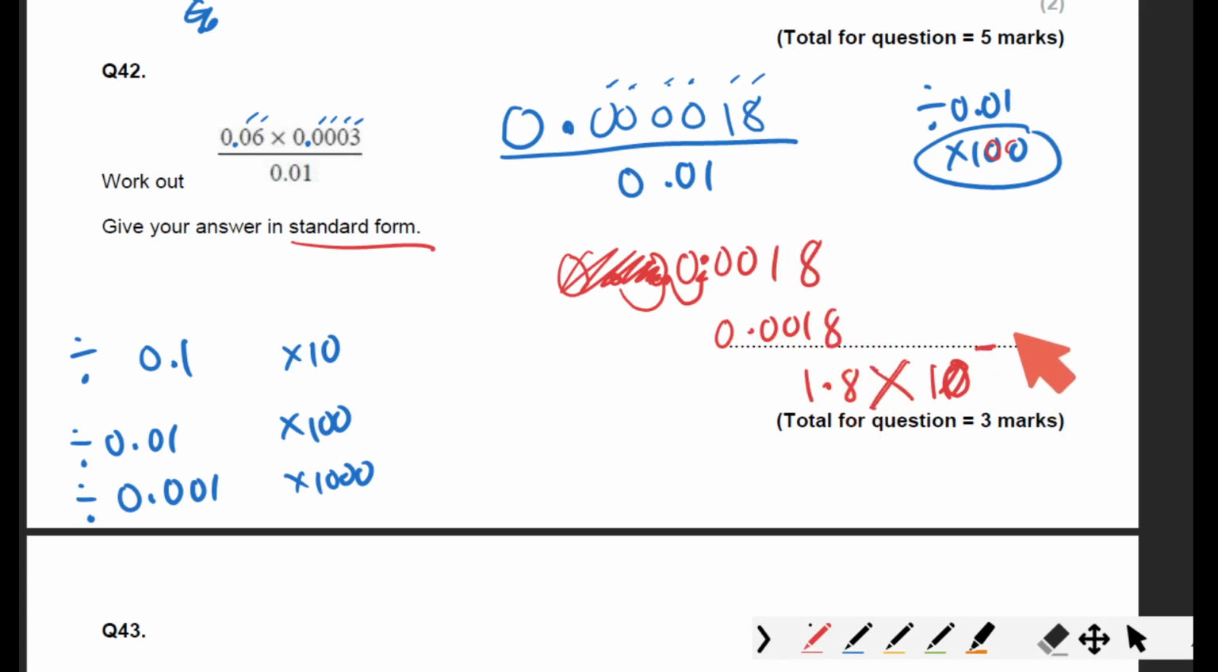So we need to know what number goes here. I want you to imagine that the decimal point is right there, where the cursor is. Now, how many places do I need to move it to the left to reach the decimal point? Let's see now. Imagine the decimal point is between the 1 and 8. 1, 2, 3. That's the answer in standard form.